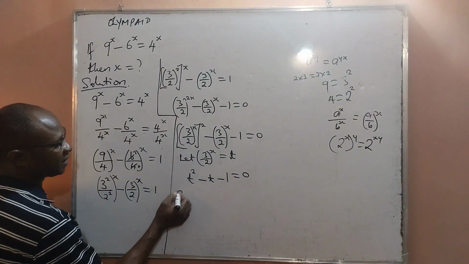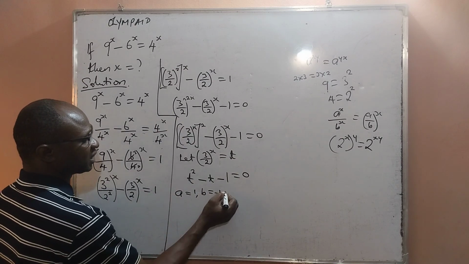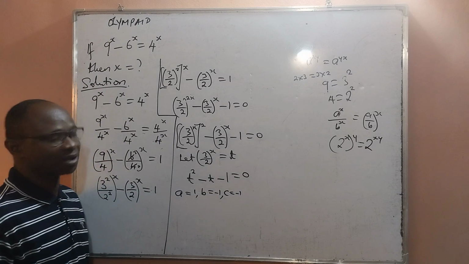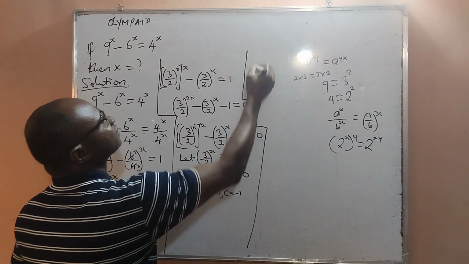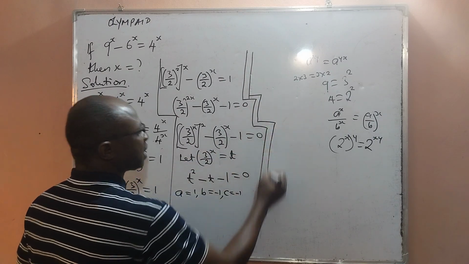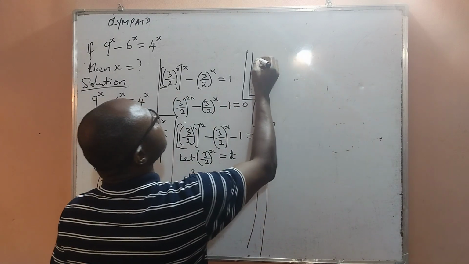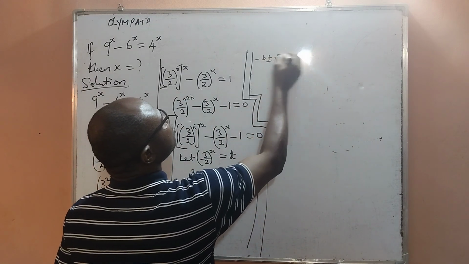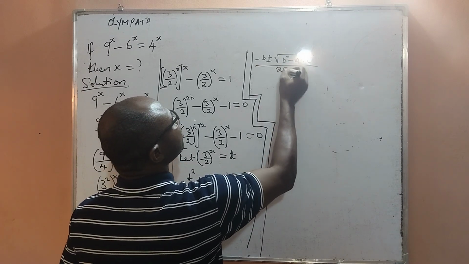If you look at this now, the value of a is equal to 1, the value of b is negative 1, and the value of c is also negative 1. So from the quadratic formula, what I will now have is something that looks like this: t equals minus b plus or minus the square root of b squared minus 4ac, all over 2a.